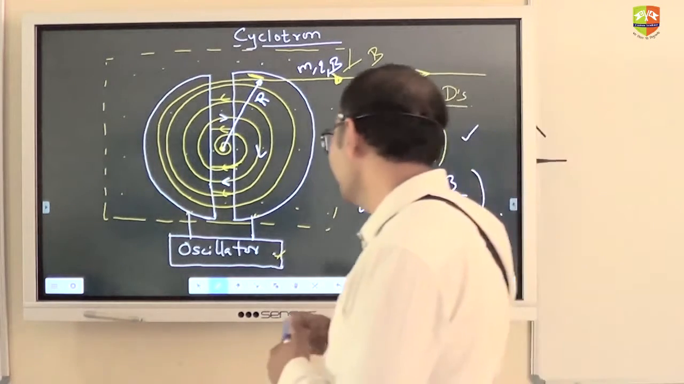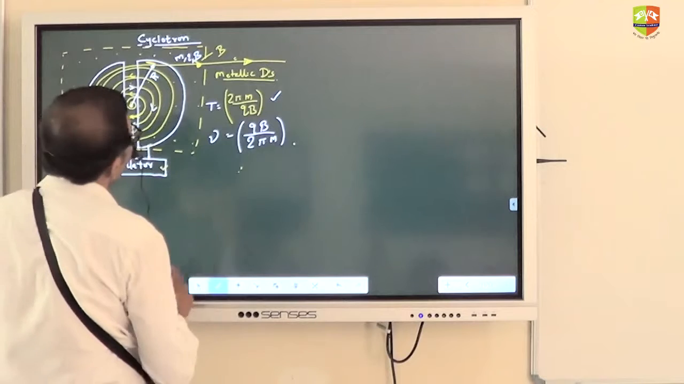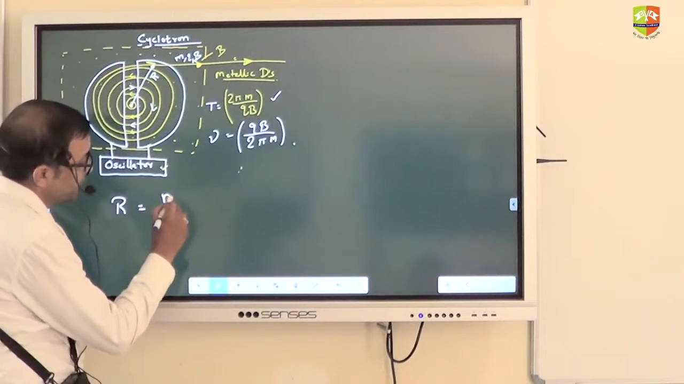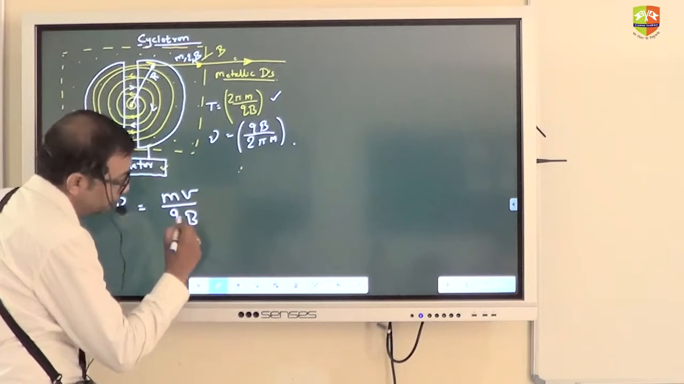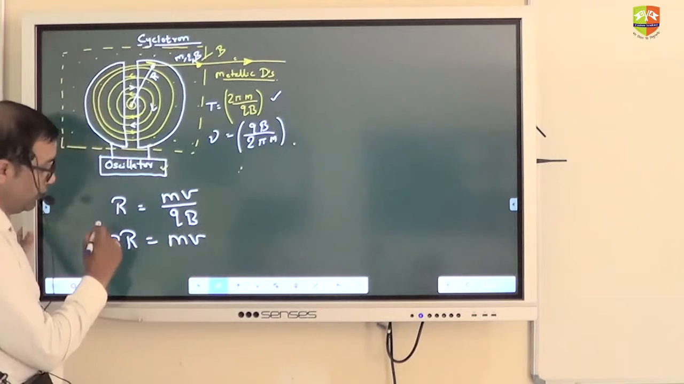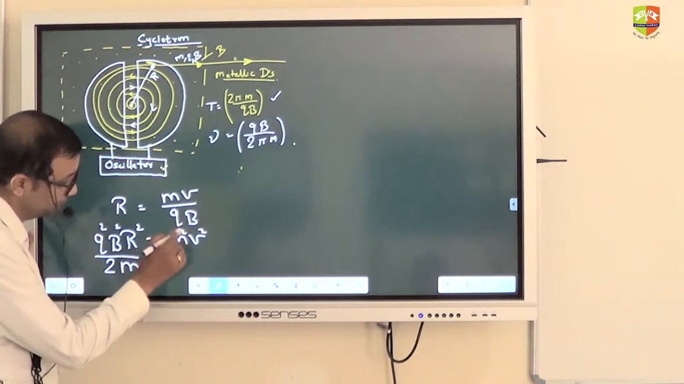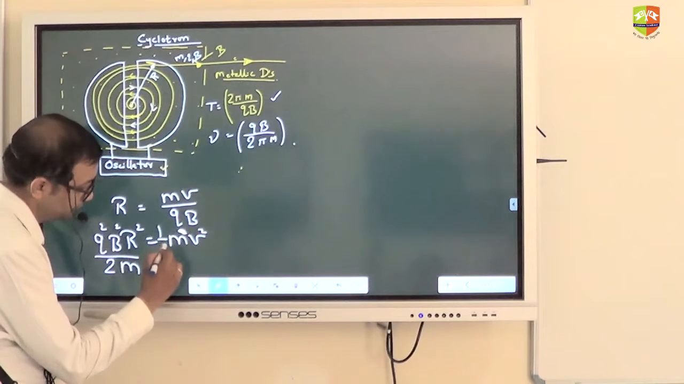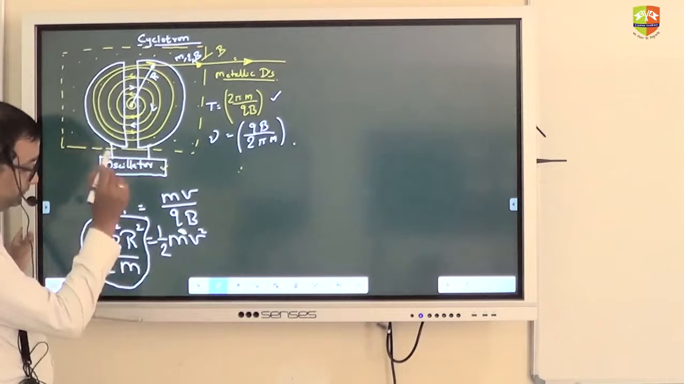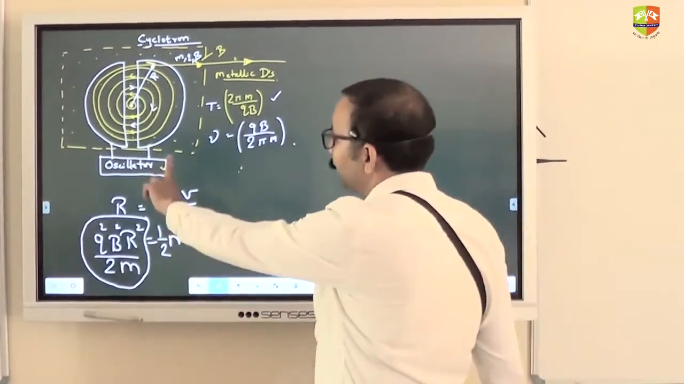Okay, so the more the radius, the more the velocity, and there is a direct correlation between the radius and the velocity. We know that R is mv by qB, yes or no? So qBR is m into v. Square both sides, divide by 2m. So this is the kinetic energy: q square B square R square by 2m. Okay, but isn't it strange that the maximum possible kinetic energy doesn't depend on the electric field?